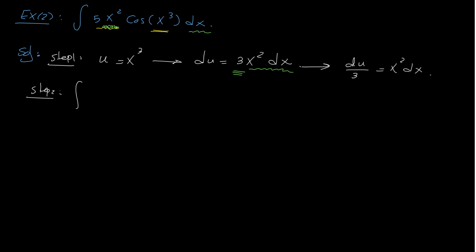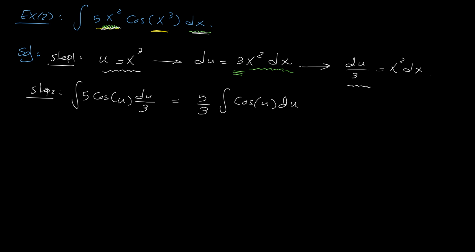In the second step, I'm going to replace x squared dx by du over 3. The leftover is 5 cosine of x cubed, which is equal to u. 5 over 3 is a constant. We can pull 5 over 3 out of the integral sign. Then we integrate cosine of u du.